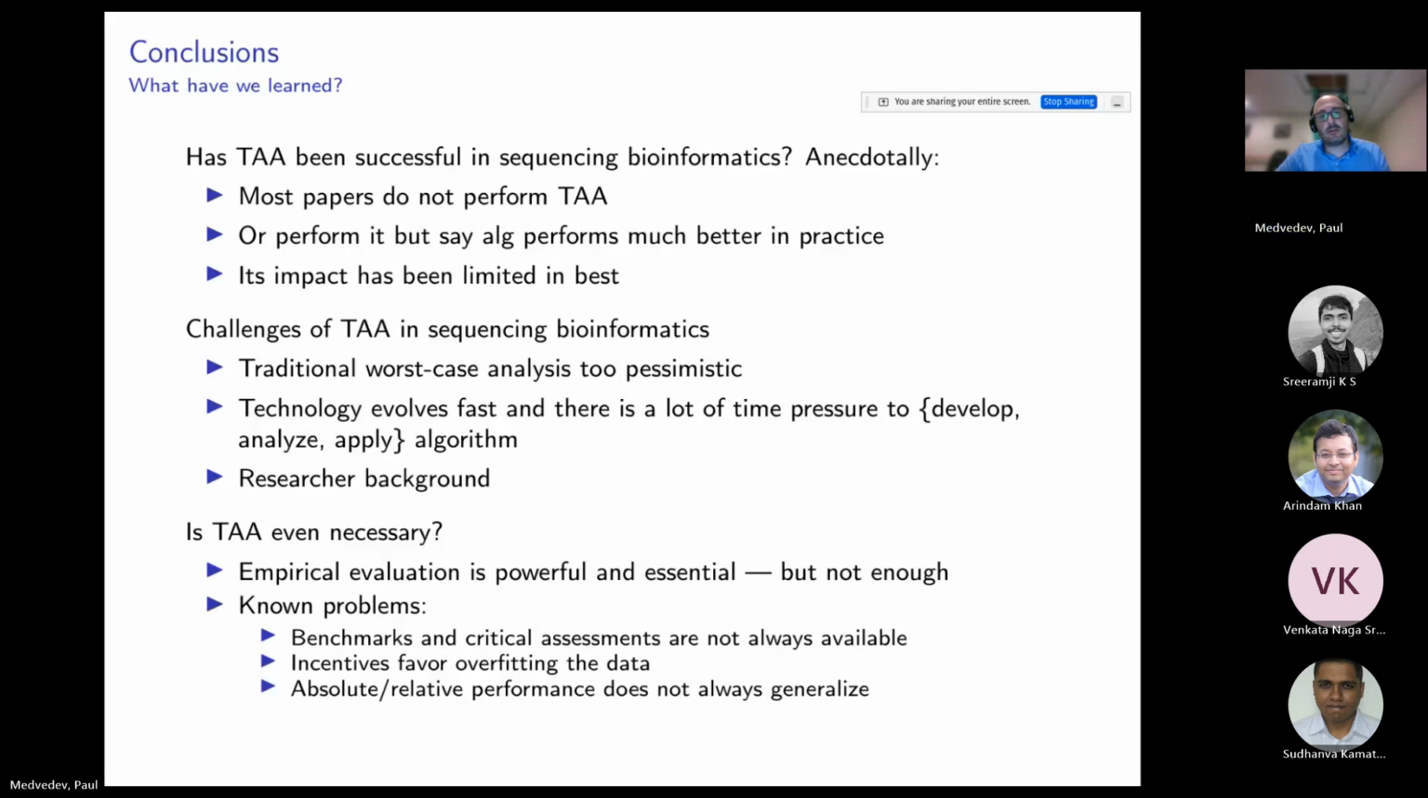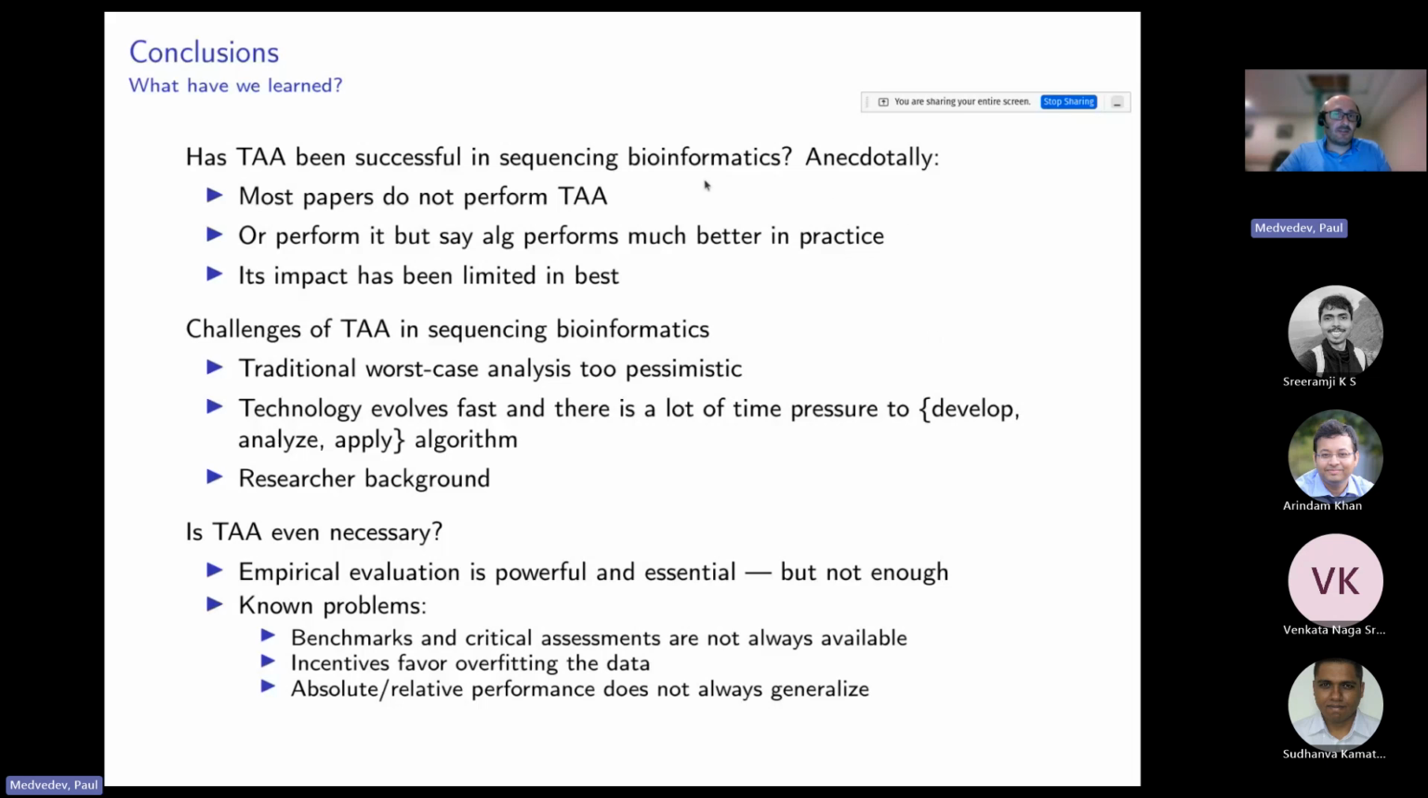So, okay, it's time for me to wrap up. There's more of the outlook. So going back, if you look at theoretical analysis, has it met its goals of design and prediction in sequencing bioinformatics? Is that dogma justified in this case?